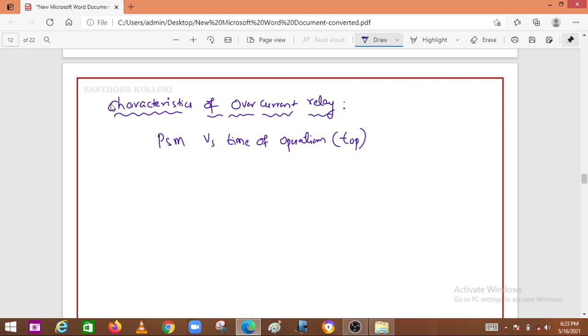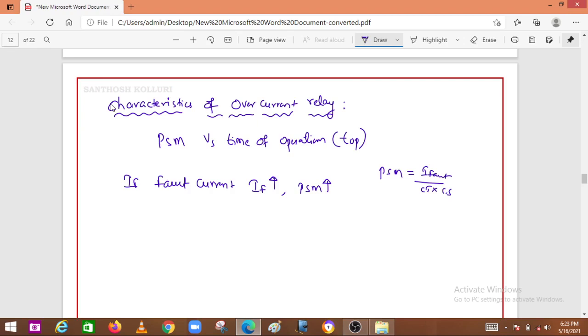So that means if the fault current is increased, then the plug setting multiplier is increased, because the plug setting multiplier is directly proportional to the fault current. Just now we have seen from the formula, plug setting multiplier is equal to fault current divided by CT ratio into current setting. So plug setting multiplier is directly proportional to the fault current. As the fault current is increased, plug setting multiplier is increased.